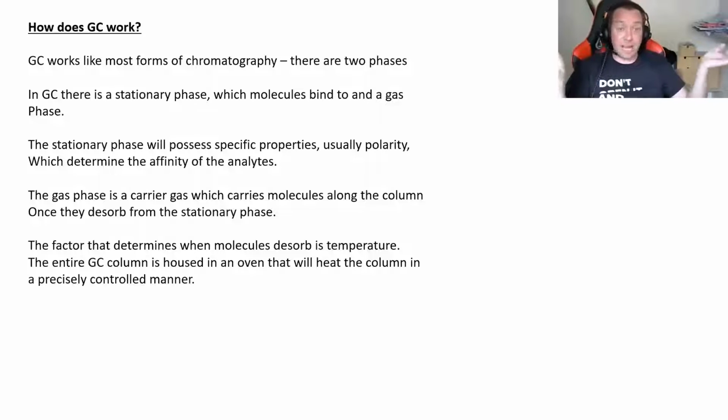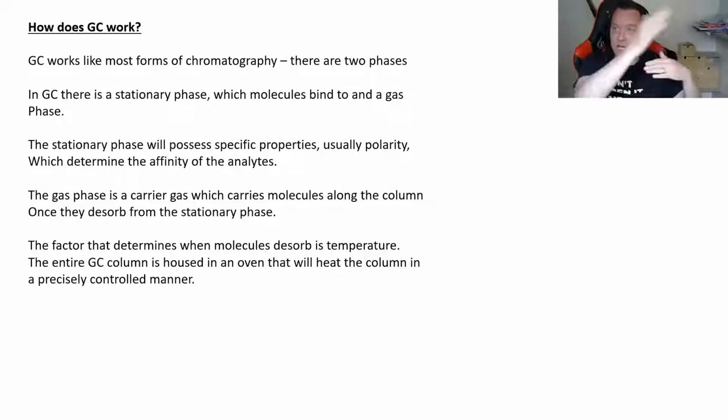The gas phase is a carrier gas, and that moves the molecules along the column once they desorb from the stationary phase. And the factor in this case which determines whether they desorb is temperature. So usually we'll start with a nice cold column, maybe about 40, 50 degrees. We'll inject our stuff and it will all stick at the start of the column within the first inch or two of the column. These columns are usually about 30 meters long. And then we ramp the temperature up. As the temperature gets hotter and hotter, the molecules start to fall off and flow down the column, and then they come off at the end.